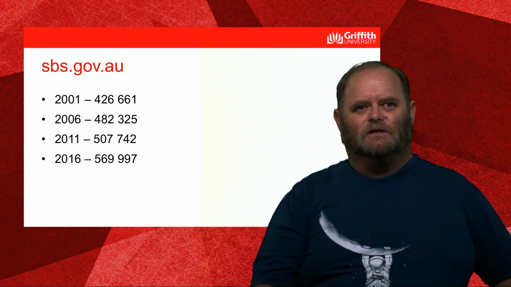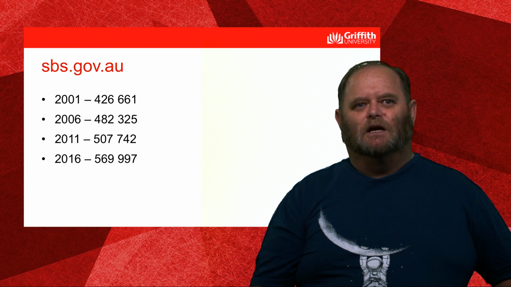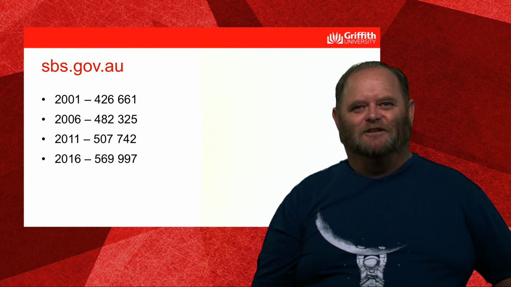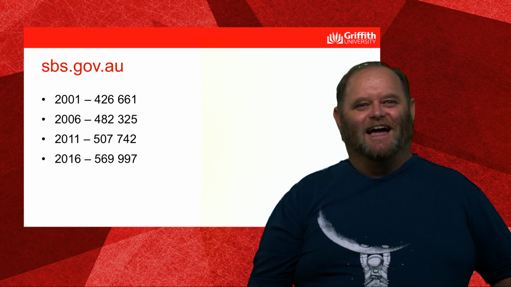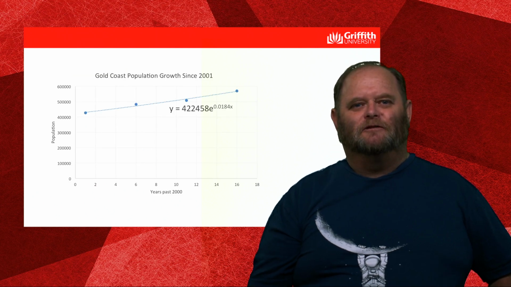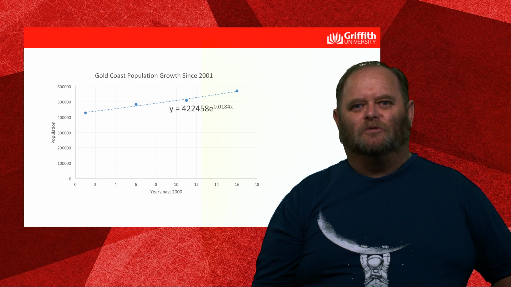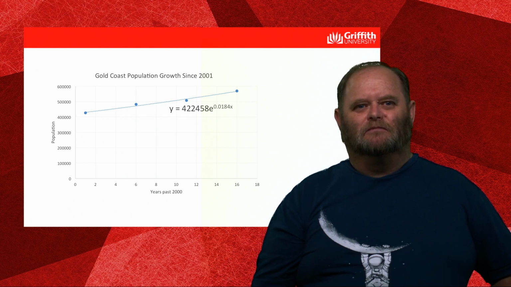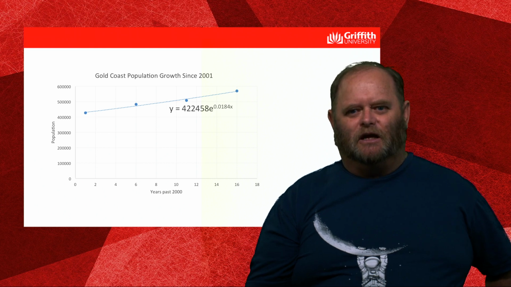So what I did, I went to the ABS. You'll notice there that's SBS. That's a totally different channel. You need to go to abs.gov.au. That's well done. I looked at the data from the last 4 censuses conducted in Australia, and you can see there that the data tells me quite easily that the population of the Gold Coast is increasing. So I plotted that onto a graph. I found out what the exponential model is. I did a little bit of calculus in order to do that, and I answered the question.